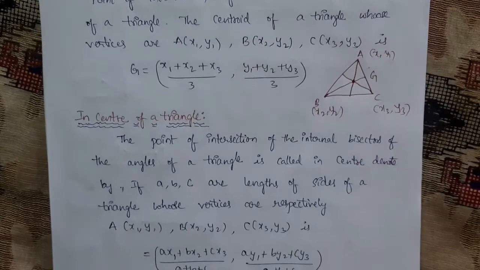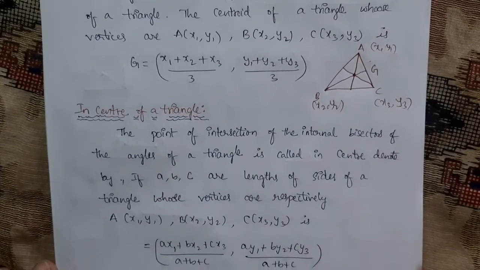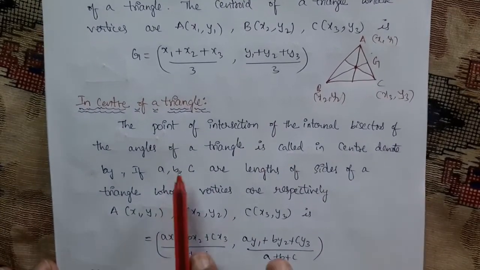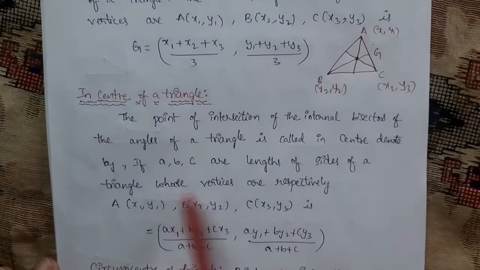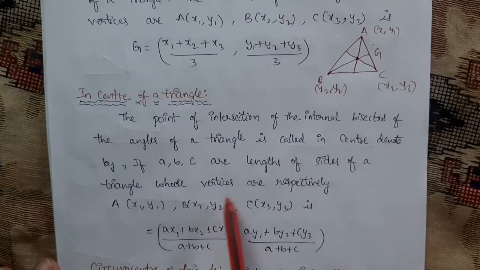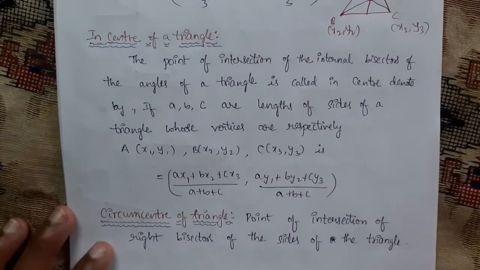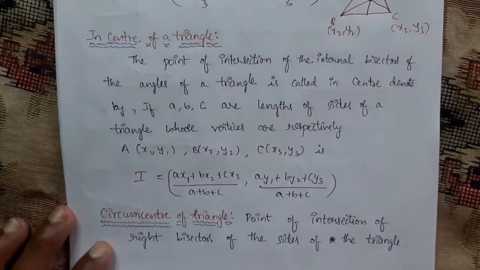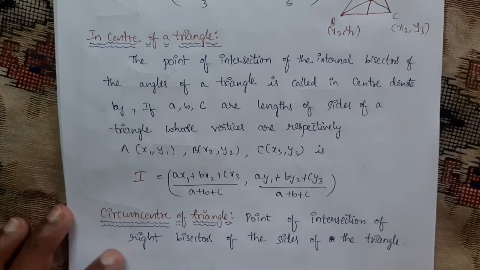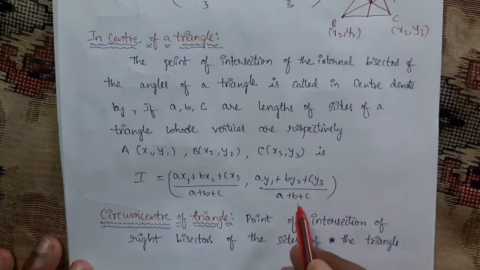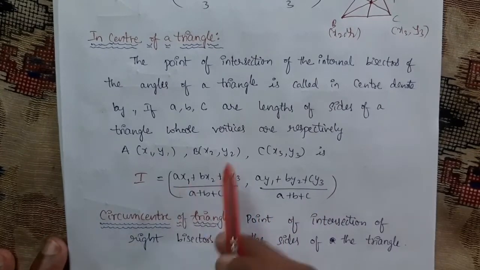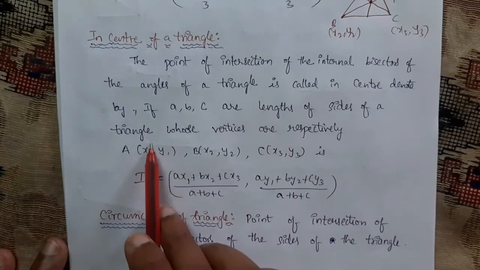Next, incenter of a triangle. The point of intersection of the internal bisectors of the angles of a triangle is called the incenter. If a, b, c are the lengths of the sides of a triangle with the given vertices, the incenter formula is (ax1 plus bx2 plus cx3) by (a plus b plus c), comma (ay1 plus by2 plus cy3) by (a plus b plus c), when a, b, c are the lengths of the sides of the triangle.